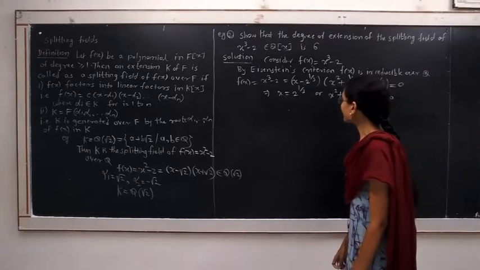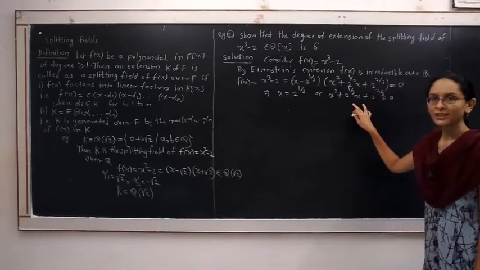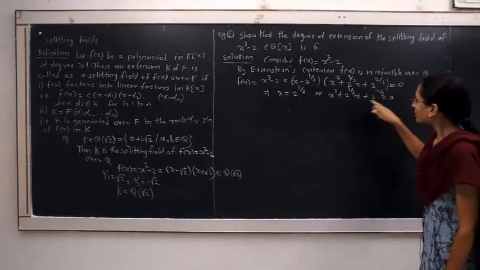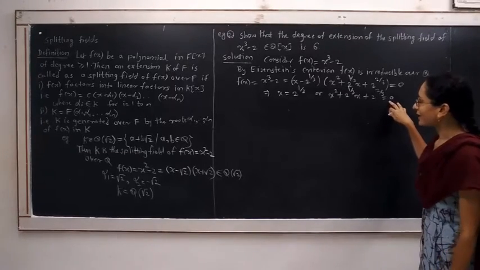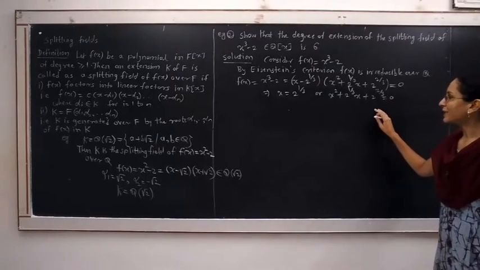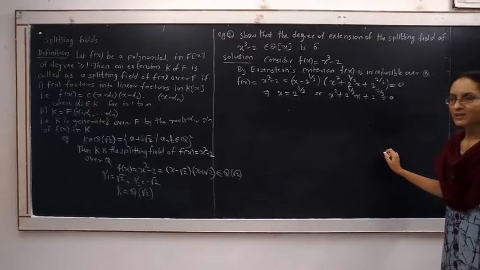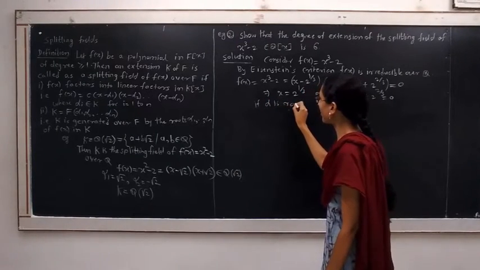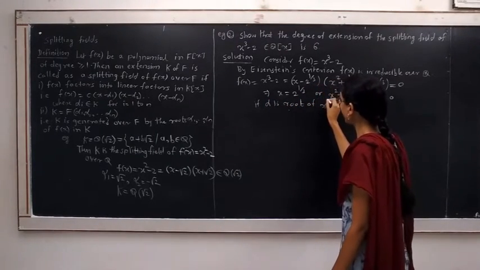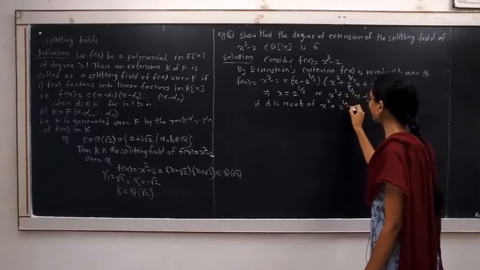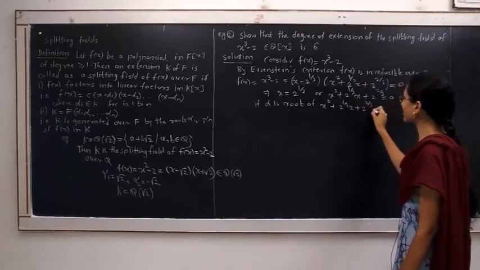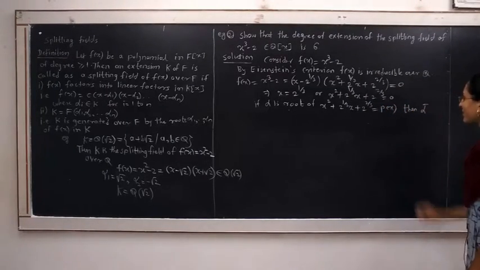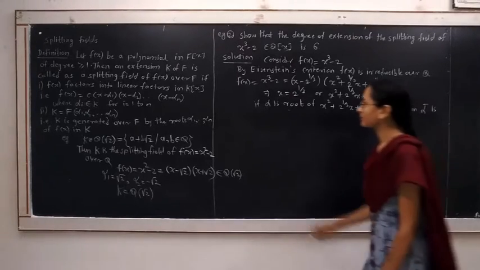From this second polynomial, it is of degree 2, hence it will have at most 2 roots. And if you find the roots of this polynomial, you will get roots of this polynomial as complex numbers. Hence, if alpha is a root of the polynomial x square plus 2 raised to 1 by 3 into x plus 2 raised to 2 by 3, suppose the polynomial is p(x), then alpha bar, its complex conjugate, is also a root.